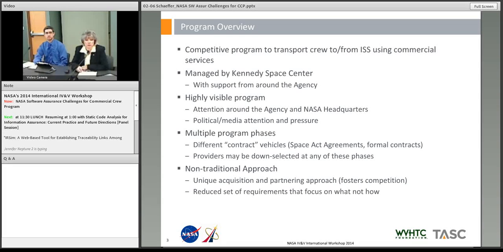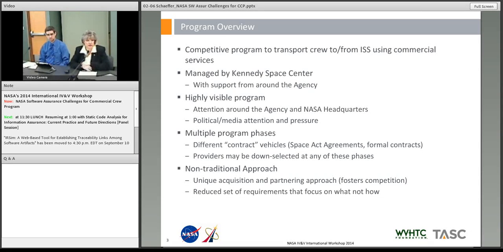The program has multiple program phases, which sort of align with what you might think of as a typical NASA program. You start with a concept and go through some phases, some development, design, integration, some tests, and come out the end with a system that hopefully meets the requirements that you started with. I mean, that was sort of the whole plan. The difference with commercial crew is that each of those phases is run under a different type of contract vehicle. Some are run under Space Act agreements, some are run under formal contracts. Each of those types of agreements have their own rules, both for the acquirer, for NASA, as well as for the provider.